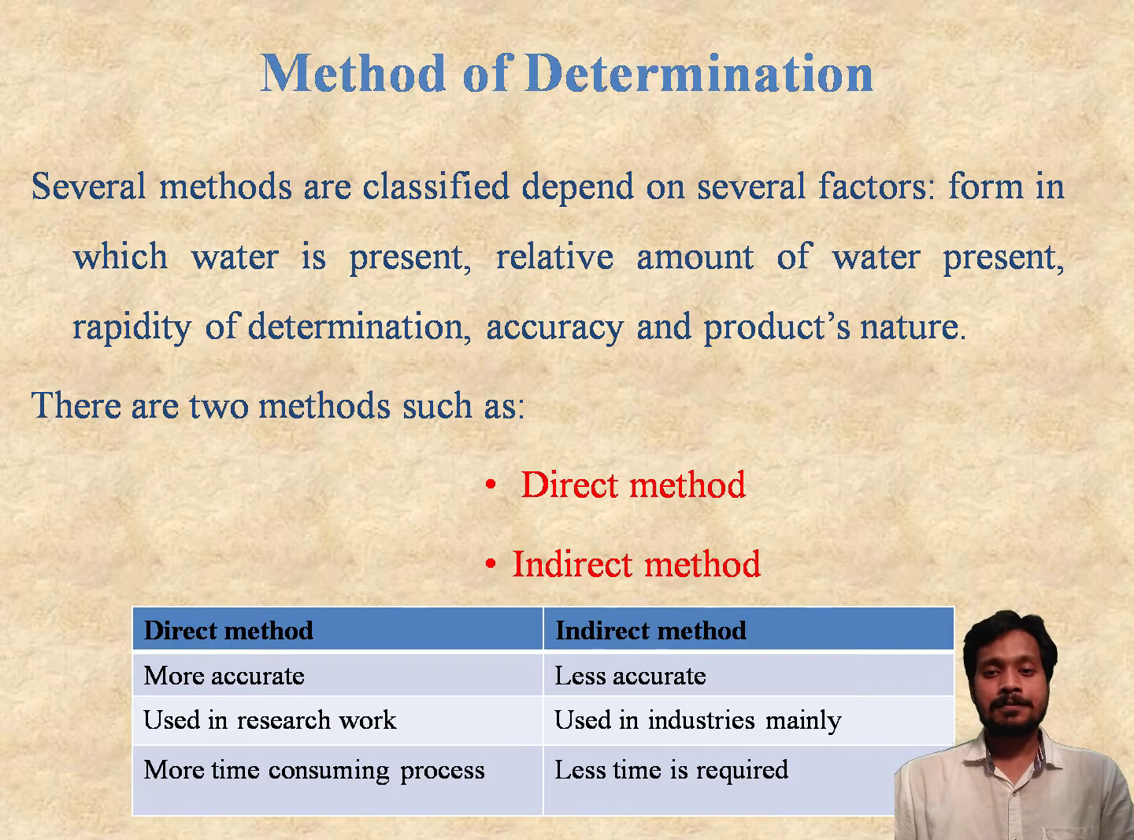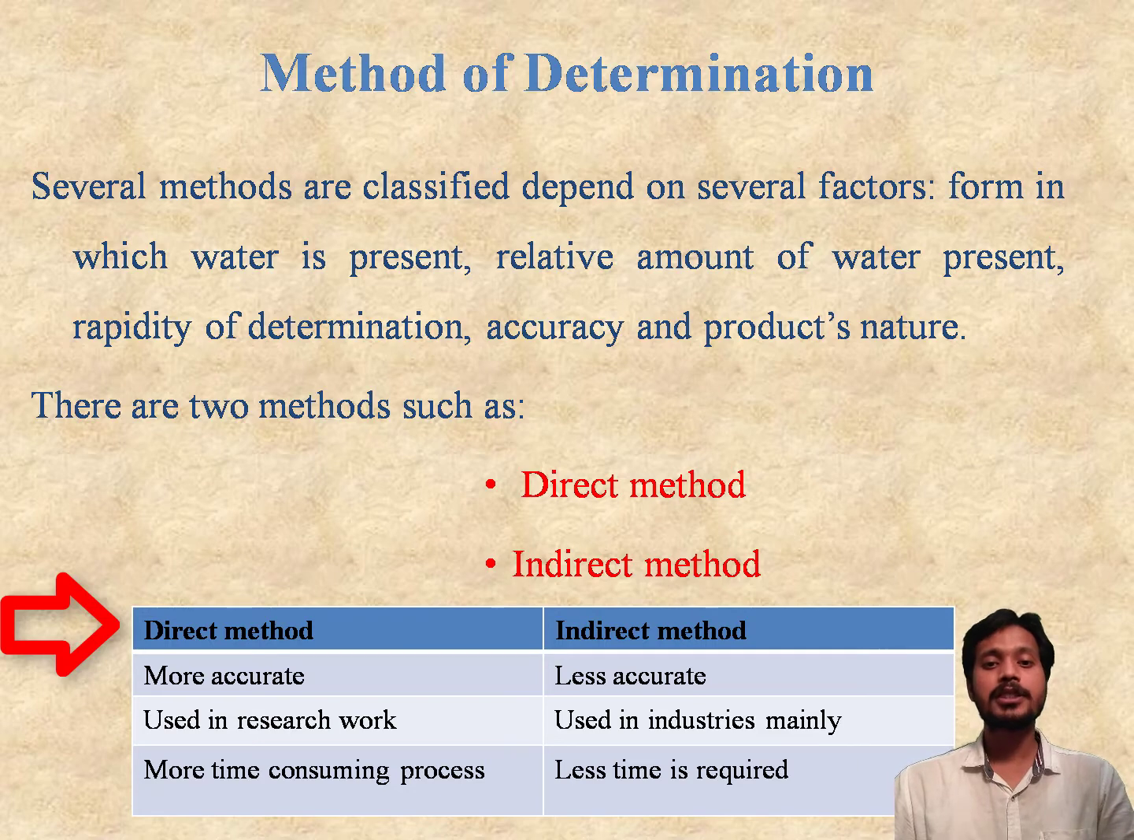Now you see some differences are written here. The direct method is more accurate, obviously, because we calculate the moisture directly by experiment. But in the indirect method, we are taking care of some other parameters, then we relate those parameters with moisture, and then we find out the moisture. So this is a less accurate process. So the direct method, being more accurate, is used in research work. The indirect method is not used in research work, but it takes less time to calculate the moisture.